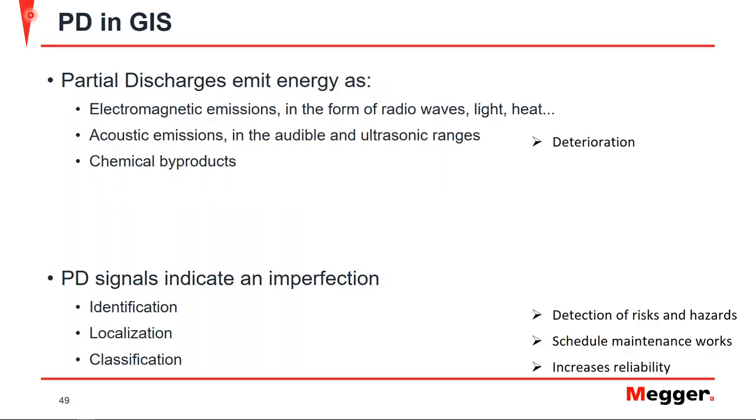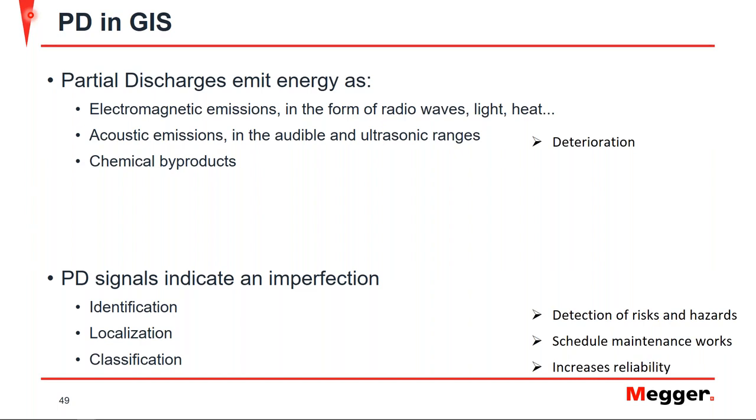Now, partial discharge emits energy in several different ways. One is electromagnetic emissions. It can be in the form of radio waves, light, heat, and transients themselves, and those are ways that we can decouple the partial discharge activity from the GIS. Another is acoustic emissions. These can be in both the audible and ultrasonic ranges and are typically used for location of the partial discharge activity.